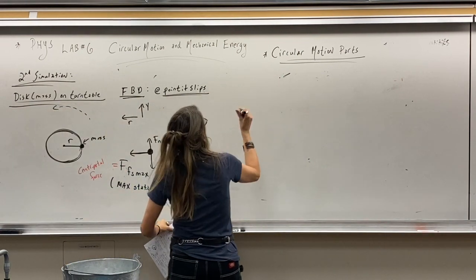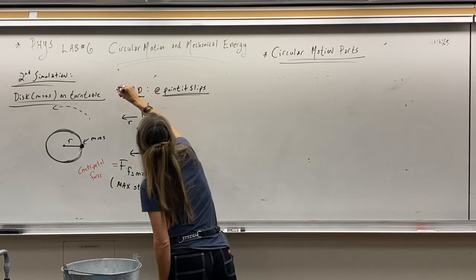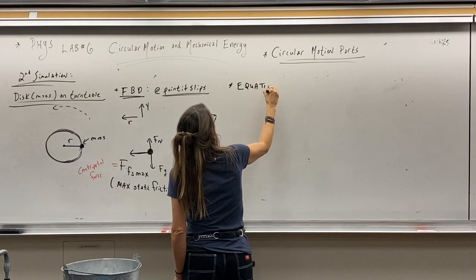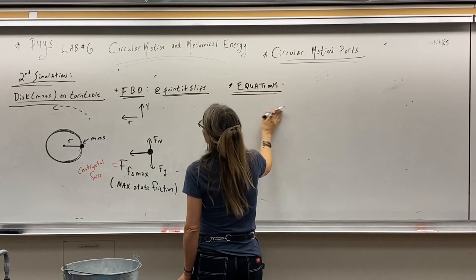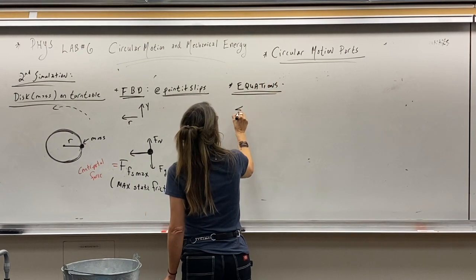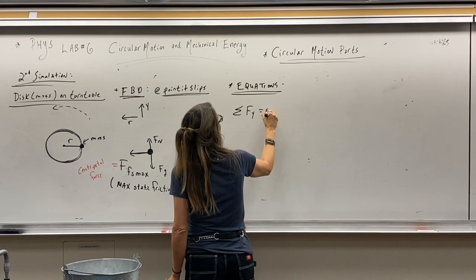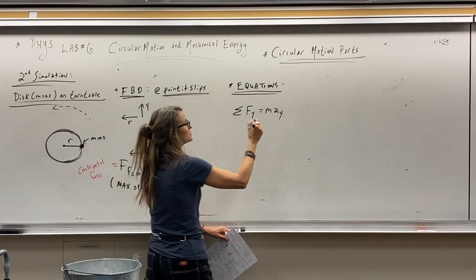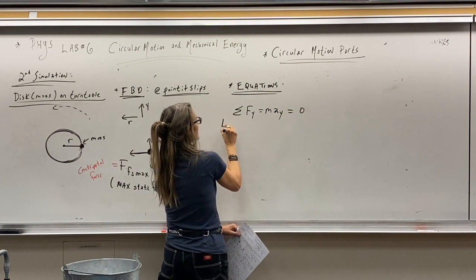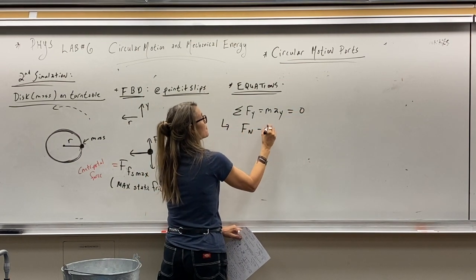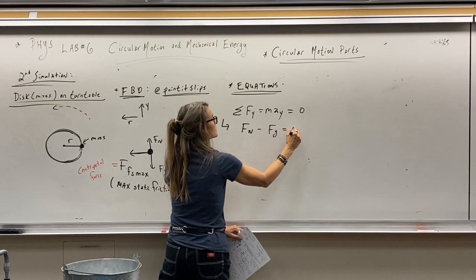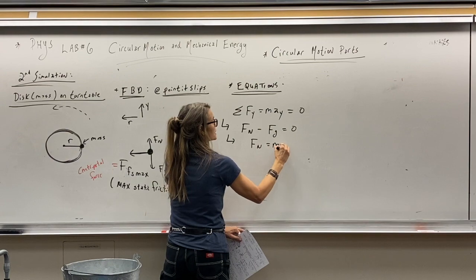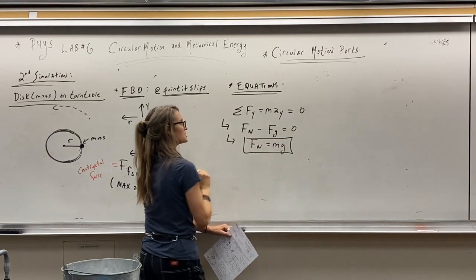And if we do our equations of motion, our equations of motion will be the sum of all my y forces equals mass times acceleration in the vertical direction, which should be 0, and that is made up of the normal force minus the weight force, which is just Fn equals mg. There's one equation we can use.